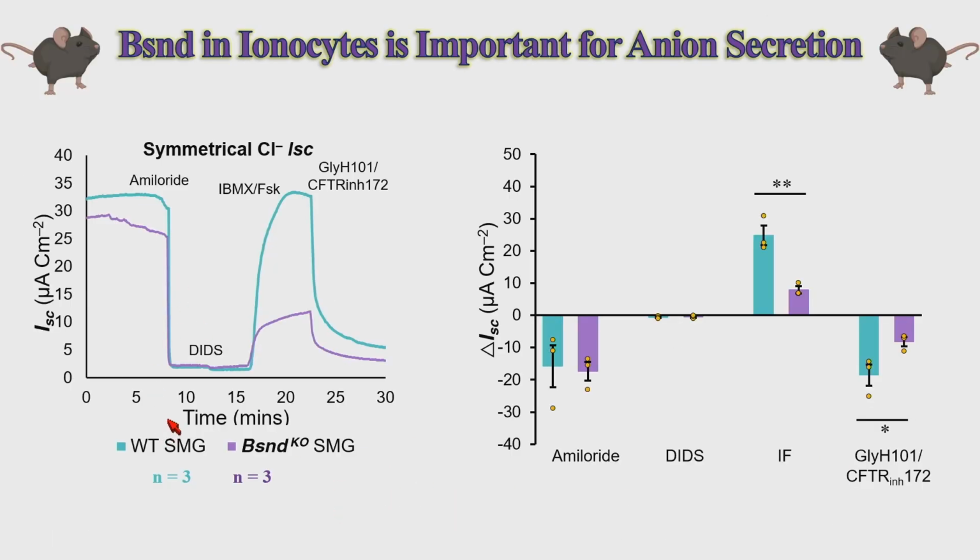So the results from ISC measurement under symmetrical buffer demonstrated that the cultures with BSND knockout have significantly reduced chloride secretion versus wild-type SMG cultures. So we conclude that BSND in ionocytes is important for anion secretion.